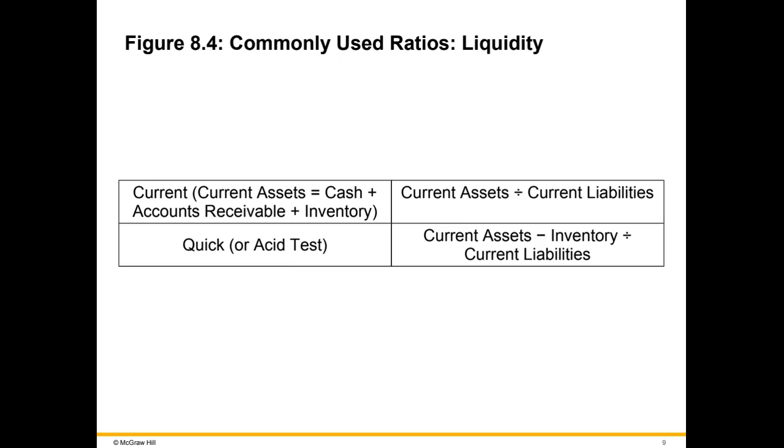This gives us a quick review of the difference between, first, the current ratio. Current assets, we know, are cash, account receivables, or inventory. That is what makes up current assets. So the current ratio would be current assets divided by current liabilities. Okay, CA divided by CL.